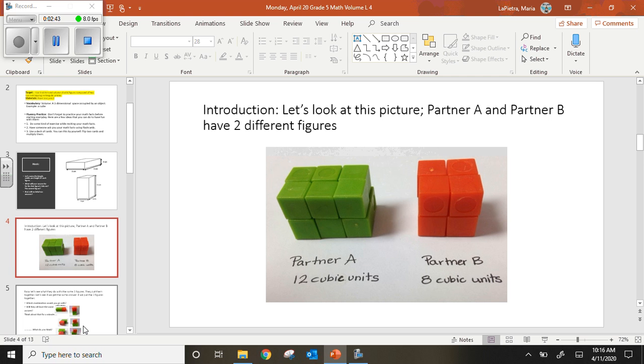Let's look at this picture. Partner A and partner B have two different figures. Partner A, his answer was 12 cubic units. So if I counted all of them, there would be 12 blocks. Partner B had 8 cubic units. That means that I would have counted 8 blocks. You see 4 in the front here, and there's 4 in the back here. You don't see the 2 on the bottom because this here is covering them up. Same thing for over here. Okay.